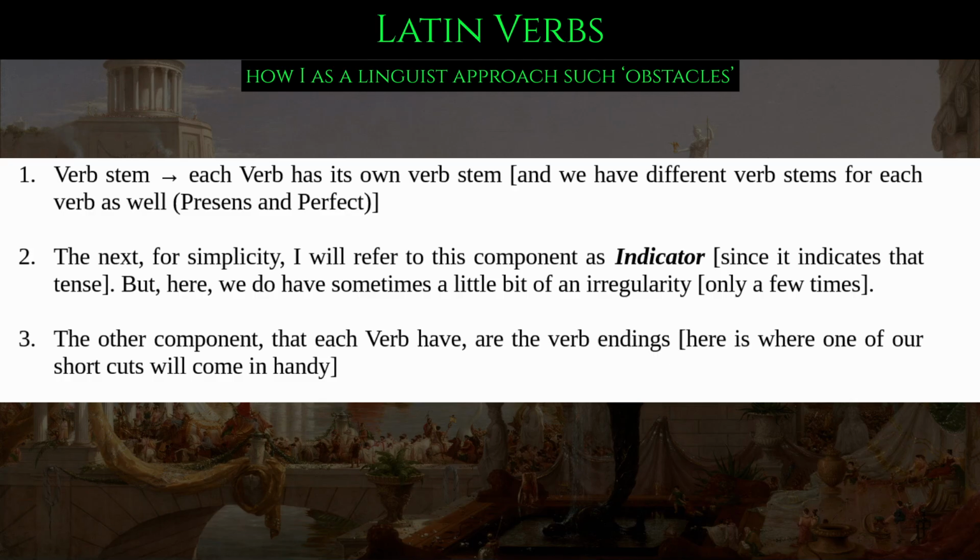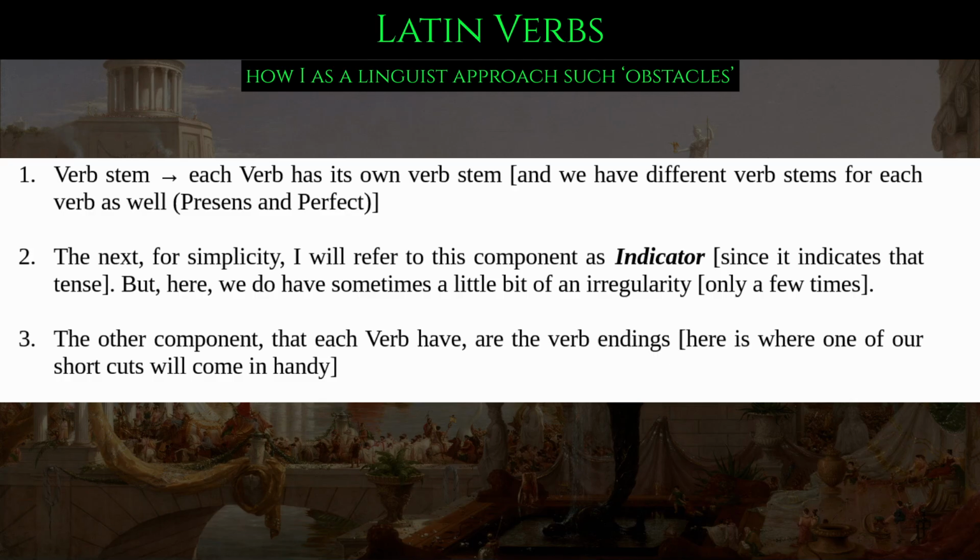So, before we start with each conjugation, there are quite a few forms, but you will see that there are a lot of shortcuts. And this does not only work for Latin, but for verbs in general. So, let me show you how I, as a linguist, approach such obstacles. First note that each verb has 3 components that you need to take care of. That is not to be confused with the 5 properties of each verb that we have discussed at the very beginning of this lesson. So, the 3 components are: first, obviously, the verb stem.